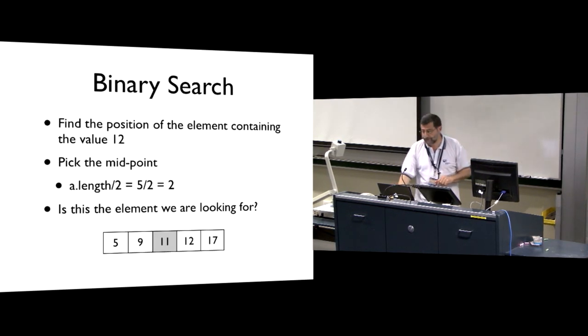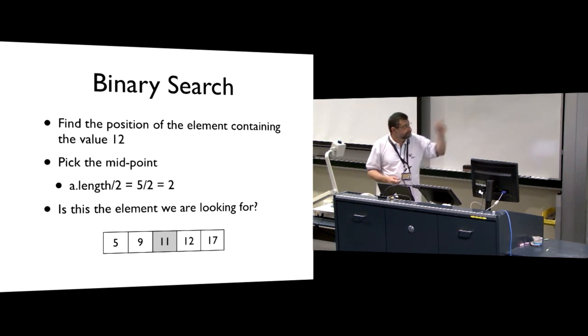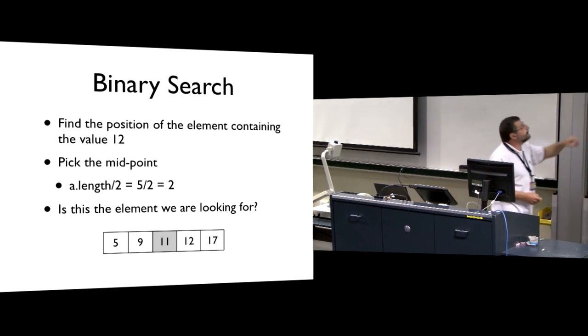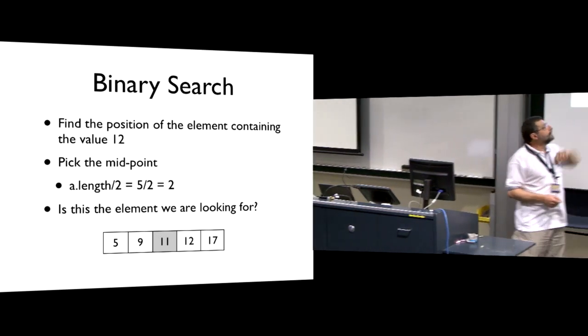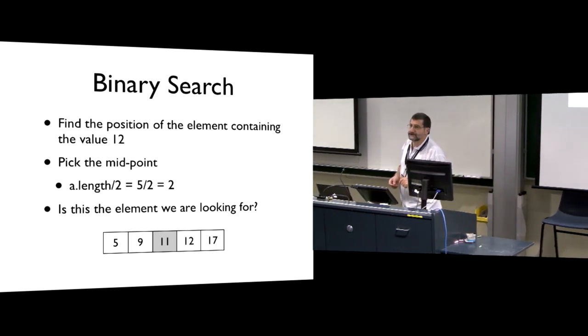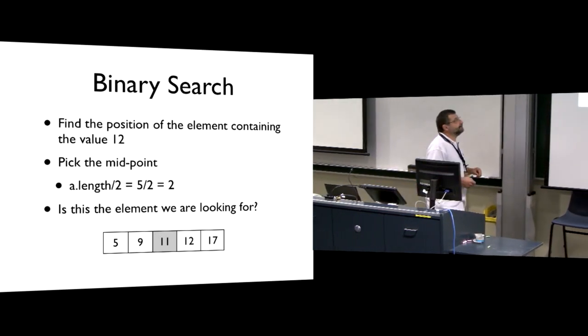So anyway, let's just go through an example. So here we got an array, and it's already ordered for us. This is the array we used last time. And suppose we're looking for the item 12 in there, and we're going to use our binary search. So the first thing we do is find our midpoint.